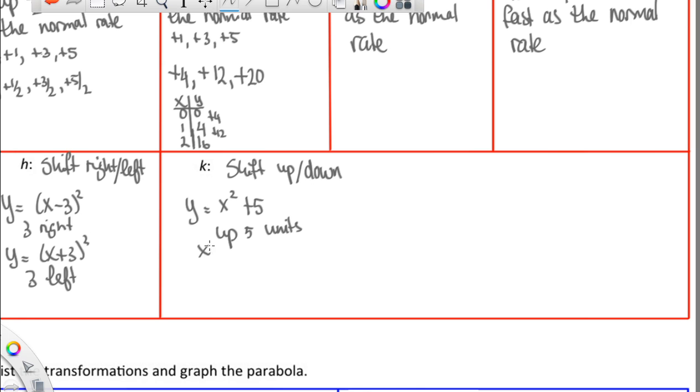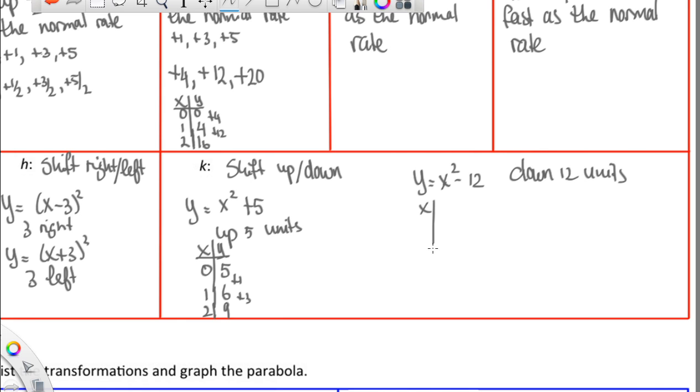Right? So for example, the vertex wouldn't be at 0, 0, it would be at 0, 5. The next one wouldn't be at 1, 1, it would be 1, 6, because you would still go up 1 only from here. And the next one would be up 3, so at 2 you would be at 9. If it was y equals x squared minus 12, then that would be down 12 units. So if you look at your xy table here, normally the vertex is at 0, 0, here it would be at 0, negative 12. And then at 1, you would say, well, plus 1, you would be at negative 11, and then plus 3, so at 2, you would be at negative 8. And you can check that, because 2 squared minus 12 better be negative 8. Okay, so that seems to be working.